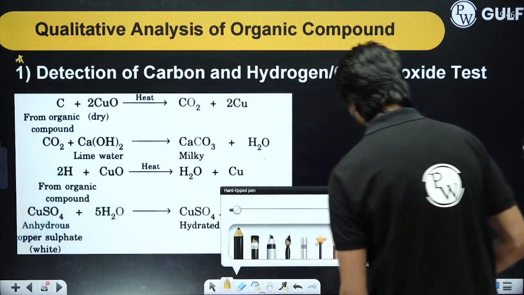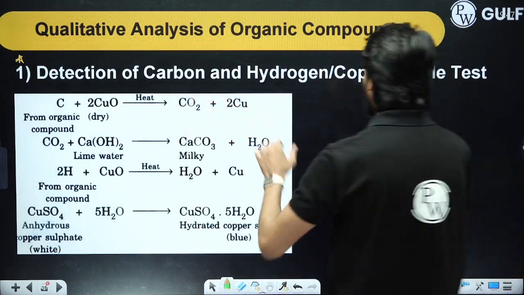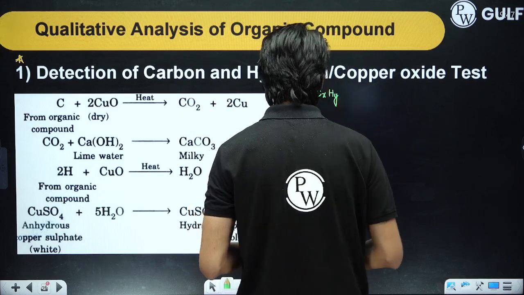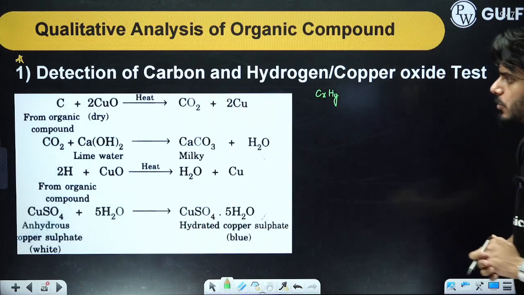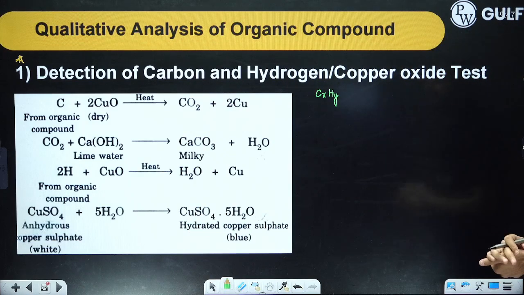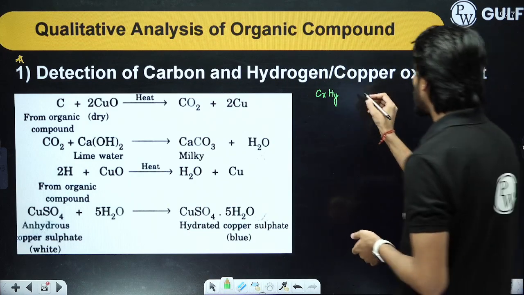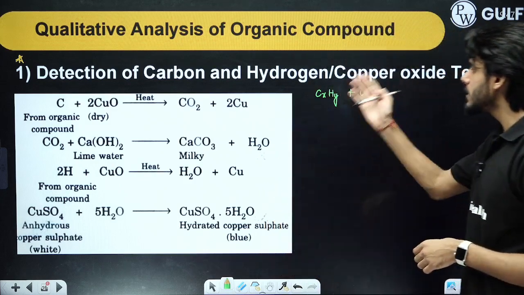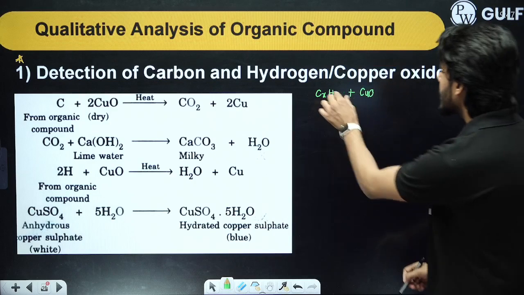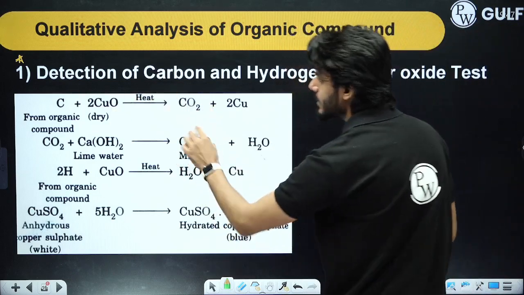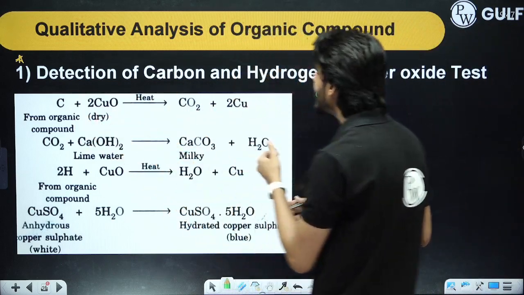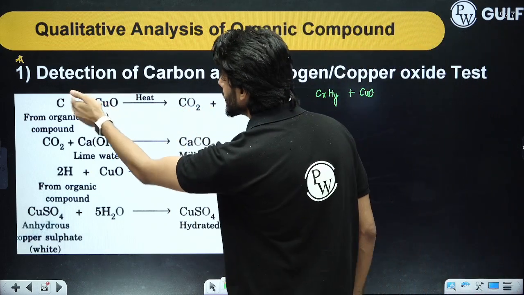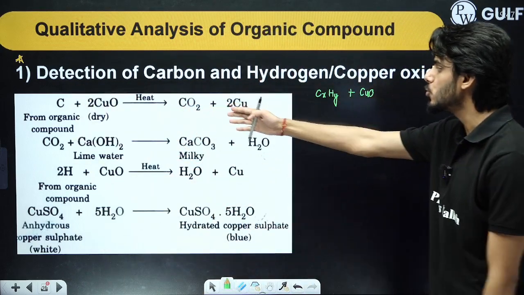What we will do in this case, guys, is take an organic compound, let's say CxHy. Let's suppose we have this organic compound CxHy. So we'll add copper oxide into it. Now the carbon from this organic compound will react with the dry copper oxide, and if we heat this whole thing, we'll have CO2, because carbon will replace the copper and make CO2 and copper.